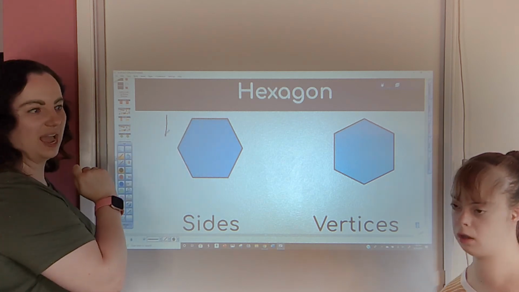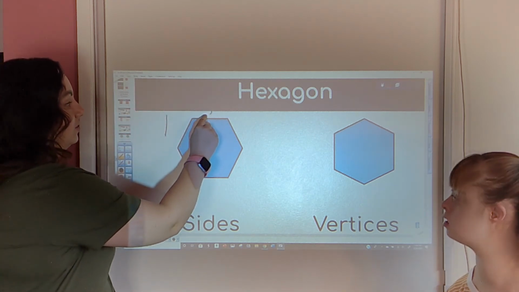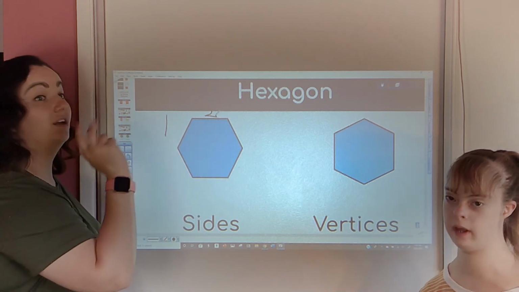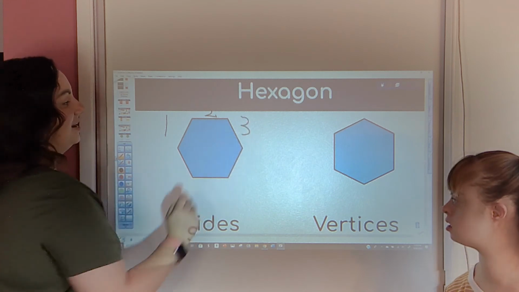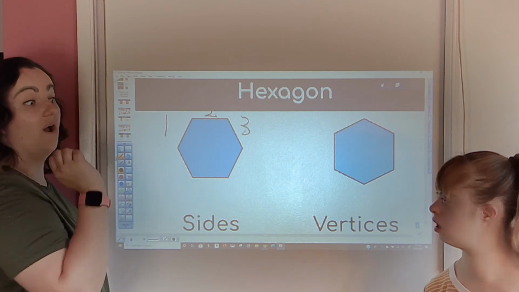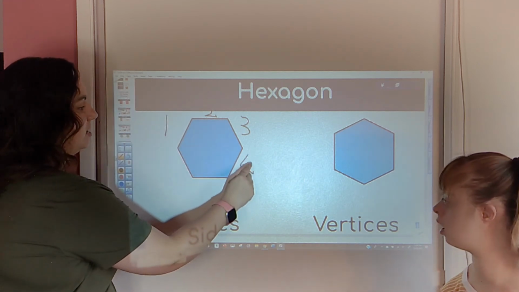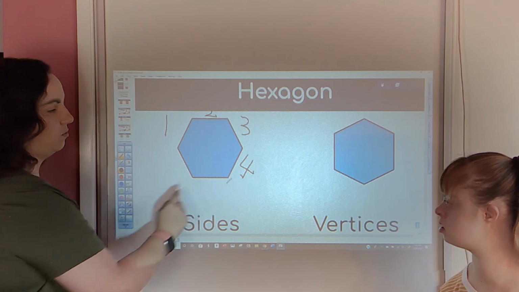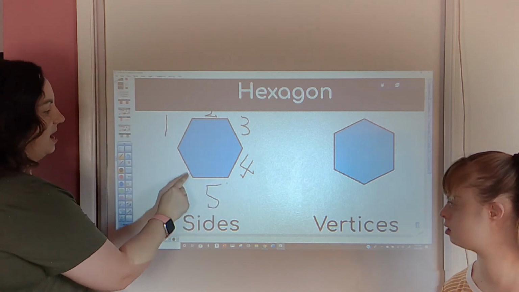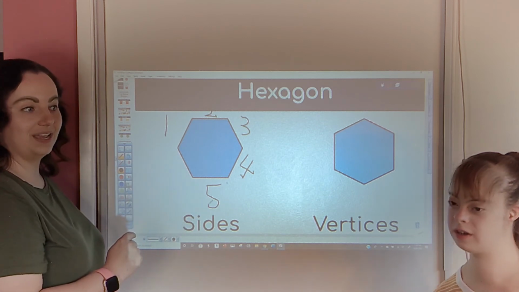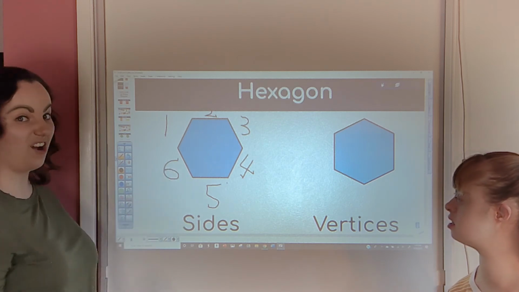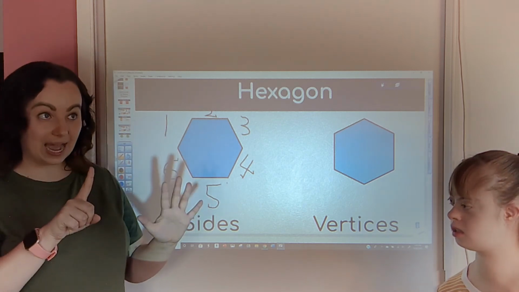So how many sides would that be? Two. Good. Around the corner, here's another one. How many would that be? Three. Good. Let's keep going around the corner. Another straight line or side. How many is that? Four. Oh, we're not done yet. Oh, another one. What number would that be? Five. Good. And then one more. How many would that be? Six. Whoa. A hexagon has six sides.